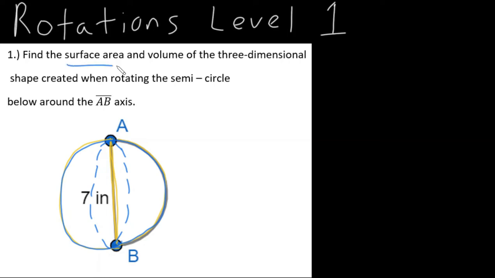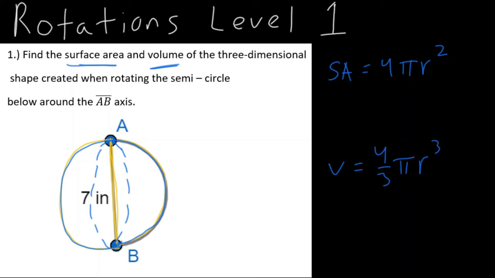So if we want to find the surface area and the volume of a sphere, we're going to have to use our formulas for those things. We know that the surface area of a sphere is going to be this formula right here, 4 pi r squared. And we know that the volume of a sphere would be 4/3 pi r cubed.